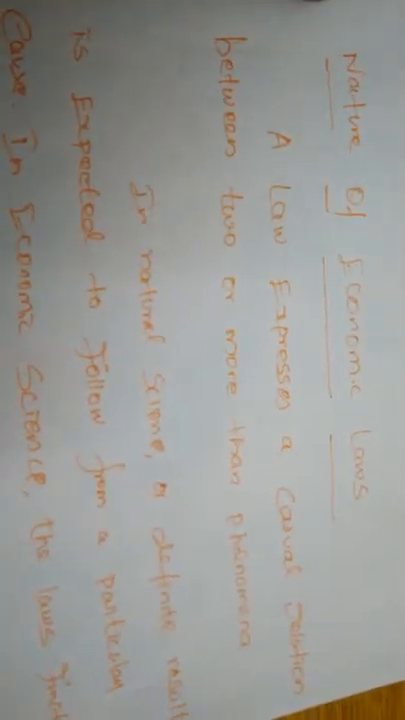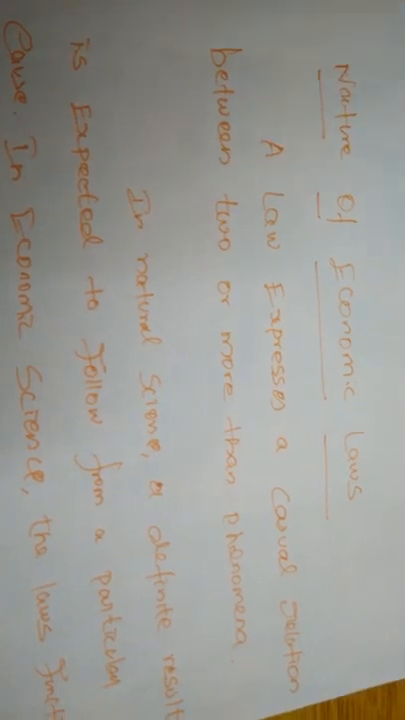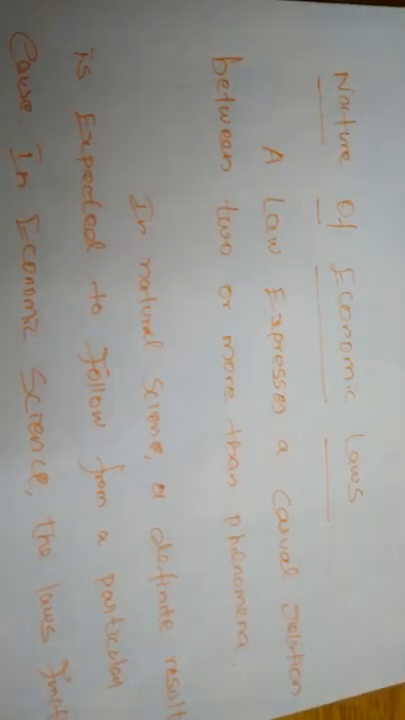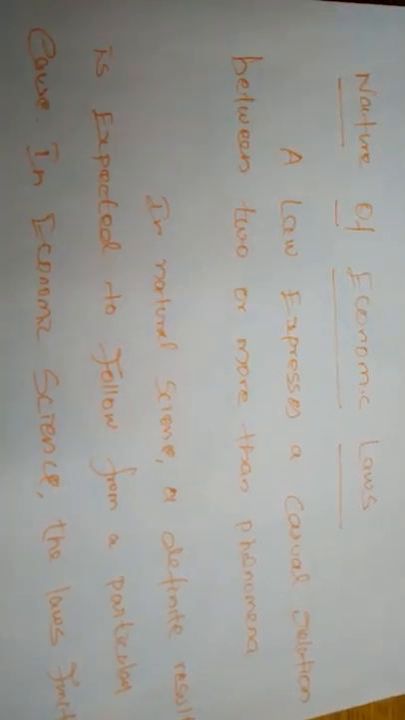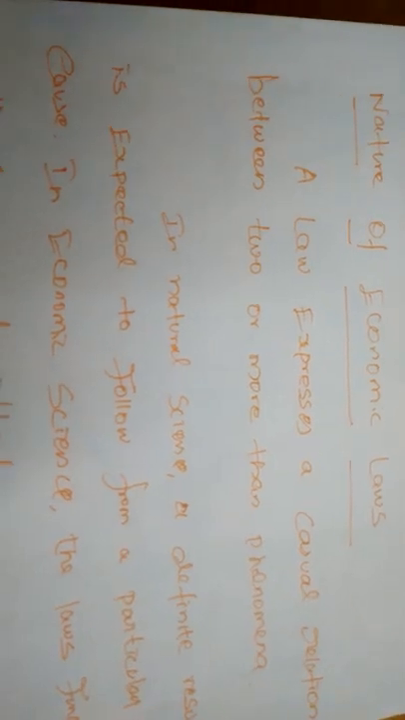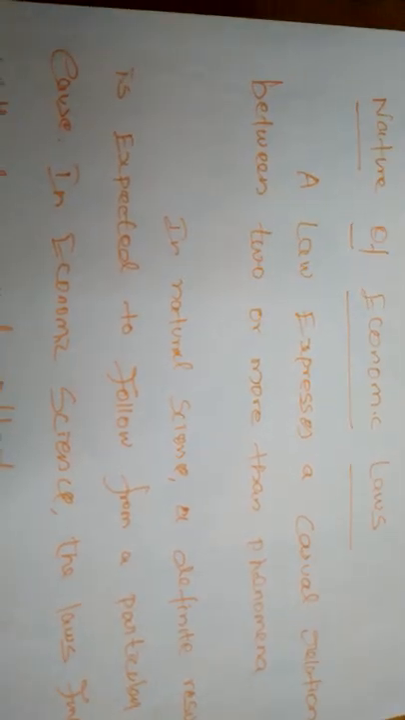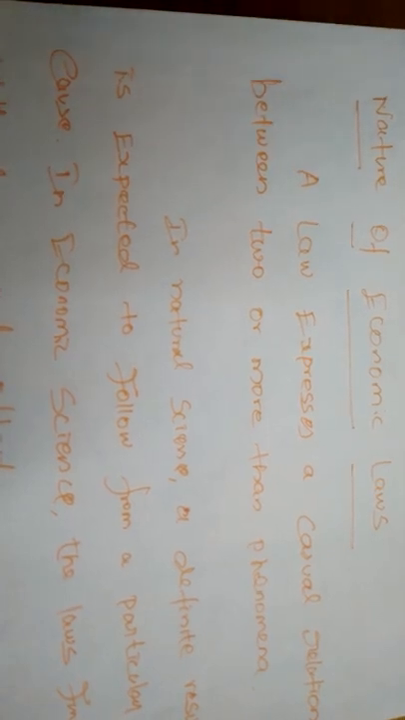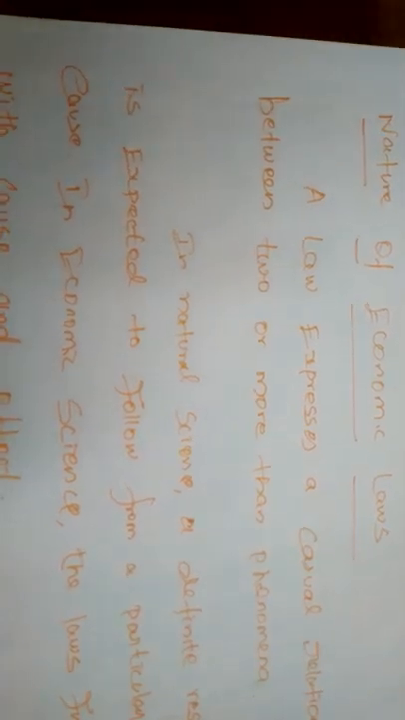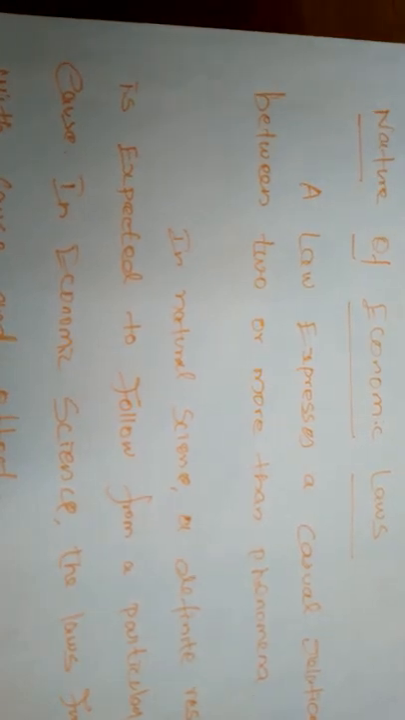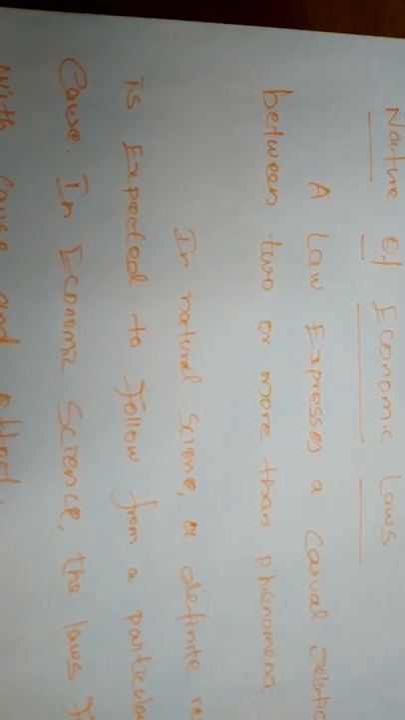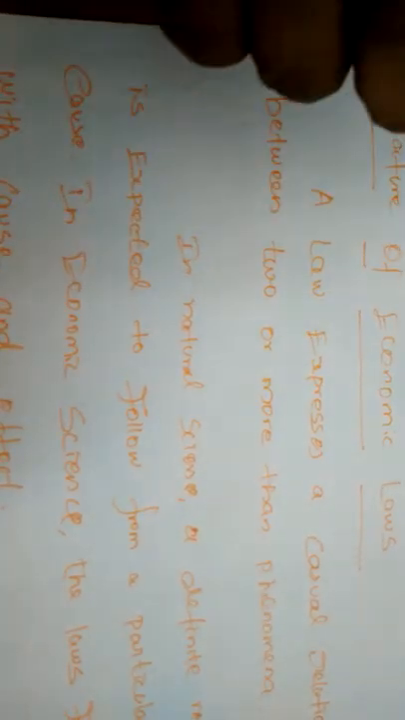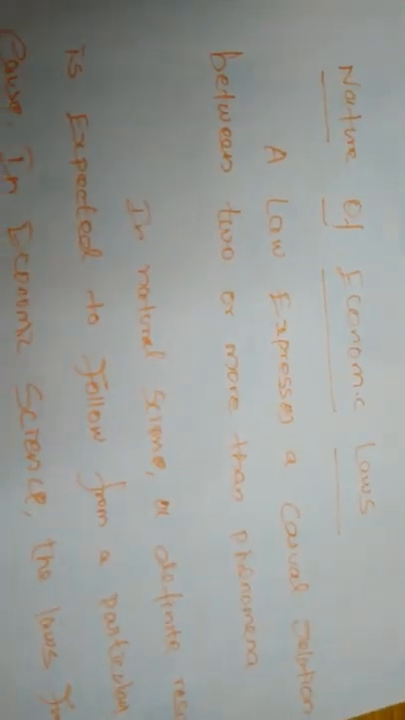Next, the nature of economic laws. A law expresses a causal relationship between two or more phenomena. We have already studied this. Suppose you are taking the law of demand; two phenomena will happen. What phenomena? The price of that commodity is increasing, that is one phenomenon. Next, the quantity demanded is decreasing. This is also a phenomenon. Some other reasons are also there, so we can consider some of the reasons as phenomena.